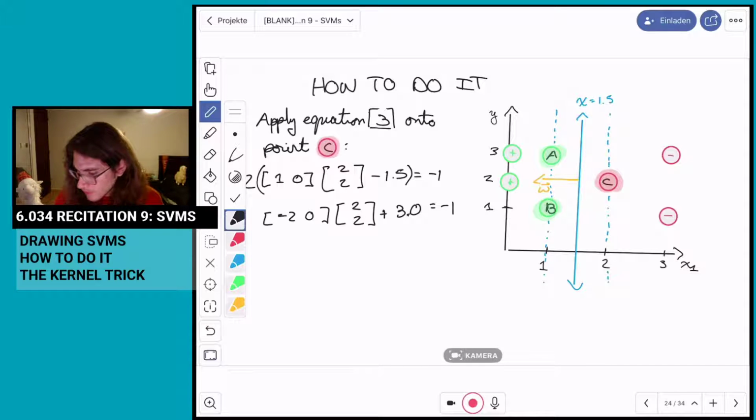And I quickly test. This is going to be negative 4 plus 3. That's going to be negative 1 equal to negative 1. That should be no surprise because I basically plugged an equation into itself.